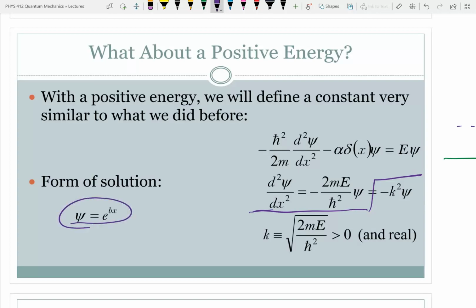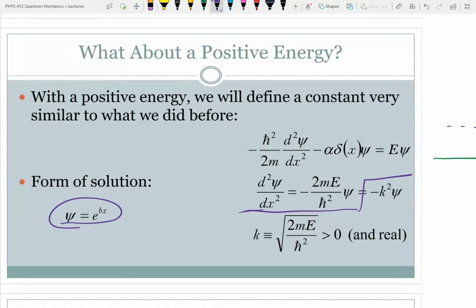The solution still has to have this form, so let's plug it in. So if I take the second derivative, this time I'm not going to go through in gory detail. What do I get for the second derivative?